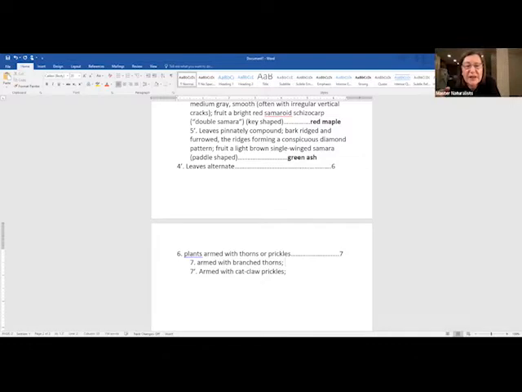So we can switch characters, right? You can add characters. Every time you see a semicolon, that means or. So the dewberry would have the white 5-petaled flower. Go with that. What about the honey locust?